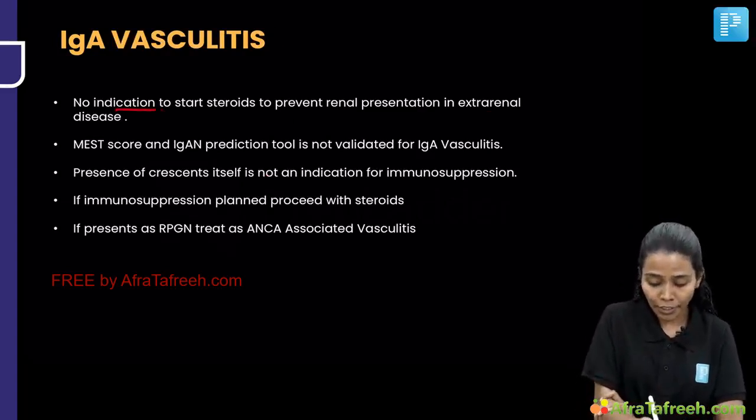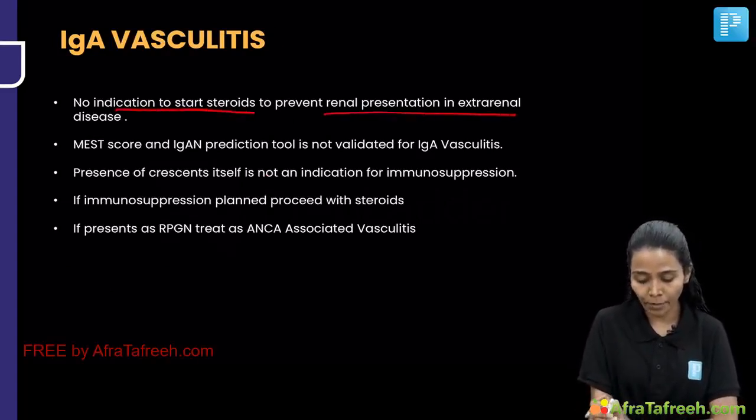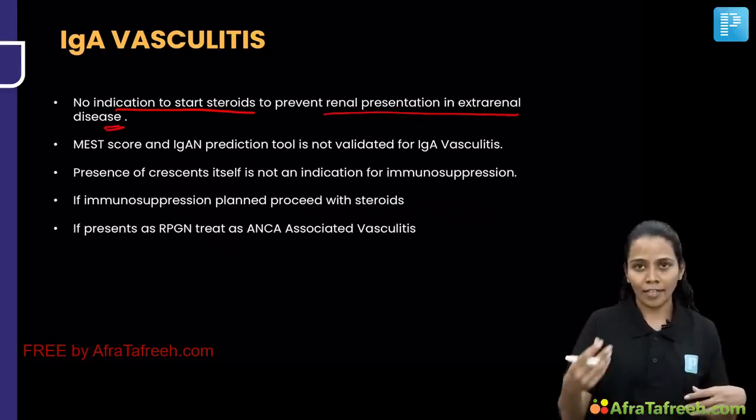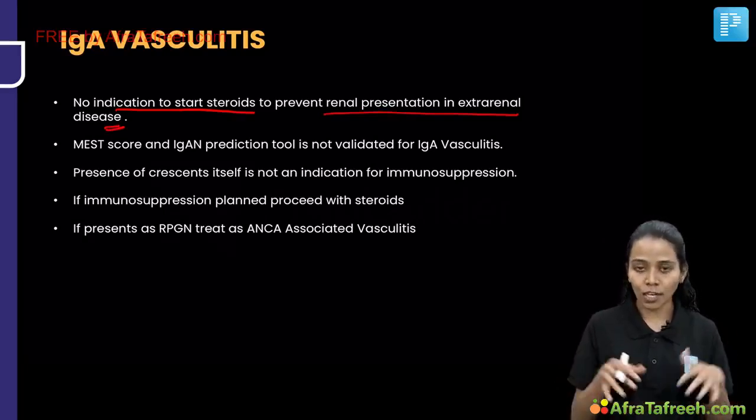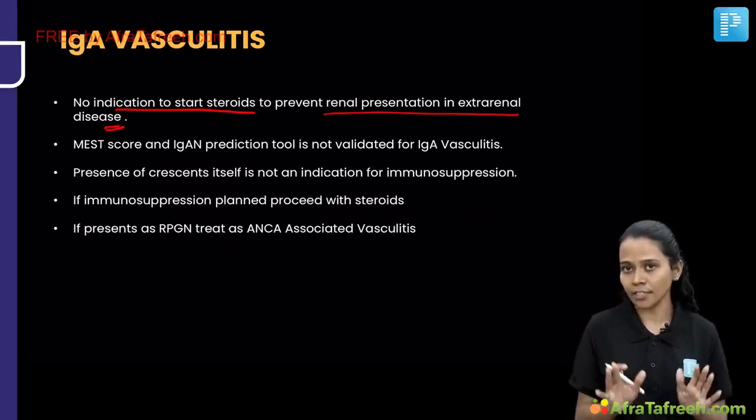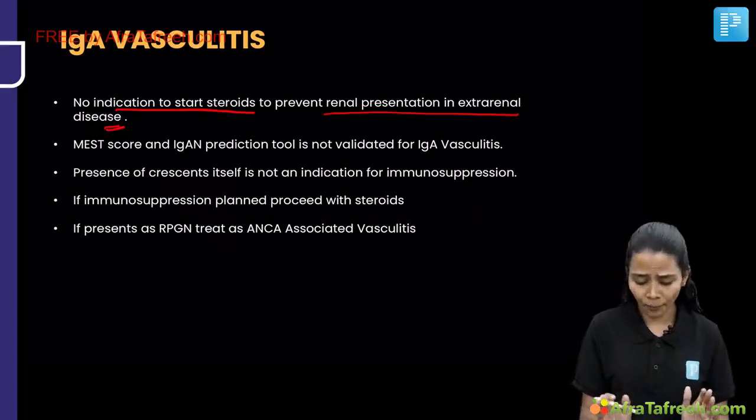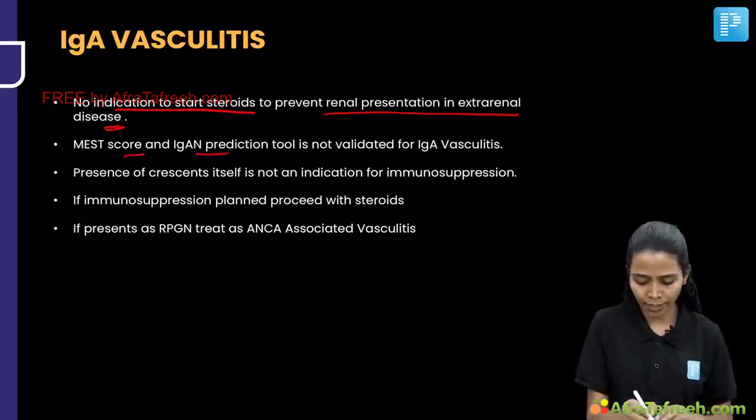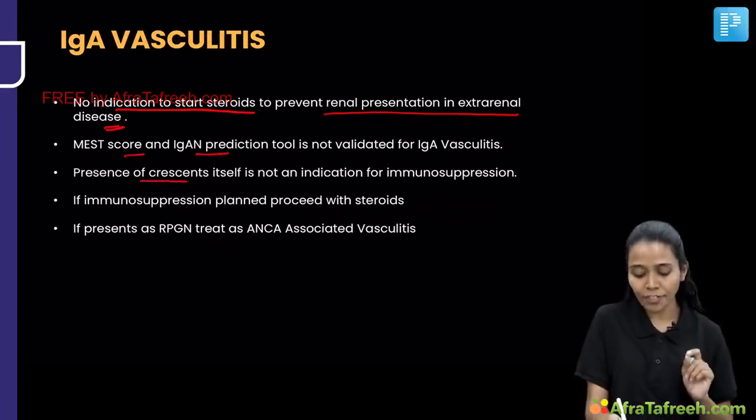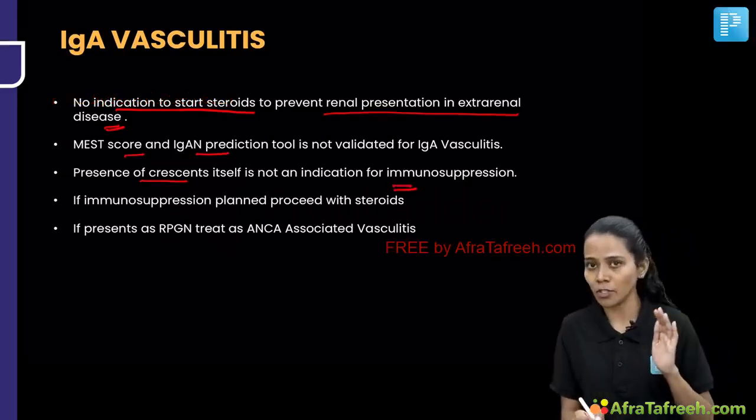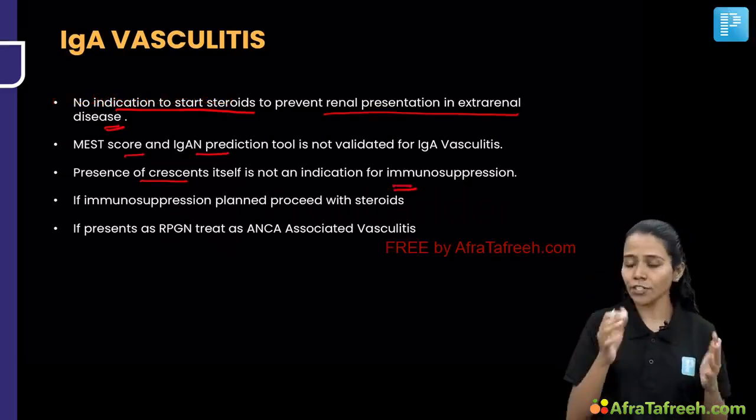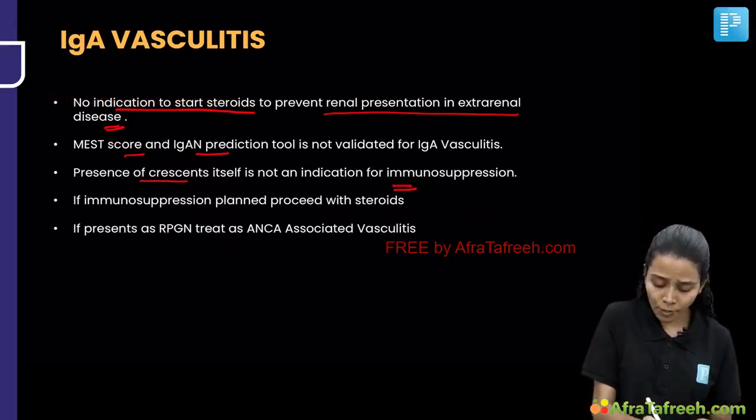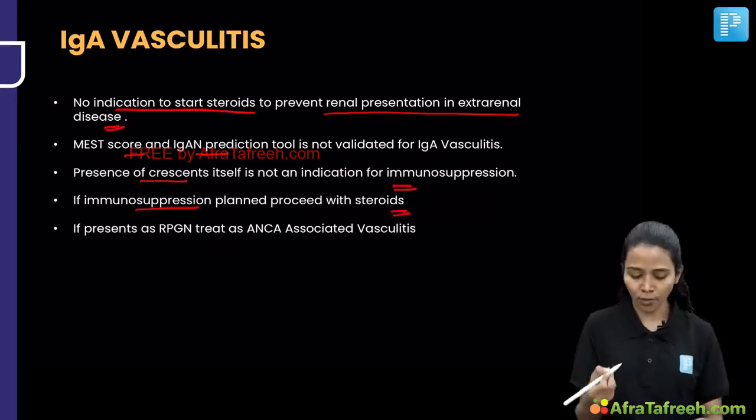So, there is no indication to start steroids to prevent renal presentation in extrarenal disease. Just because the patient has some rash or arthralgia and you start steroid doesn't mean that the renal disease is not going to come. And don't use the MEST score or IgA prediction tool in IgA vasculitis. Presence of crescents itself is not an indication for immunosuppression. Just because crescents are there, if the renal functions are normal, there is no need to give immunosuppression. If immunosuppression is planned, steroid is the drug of choice.